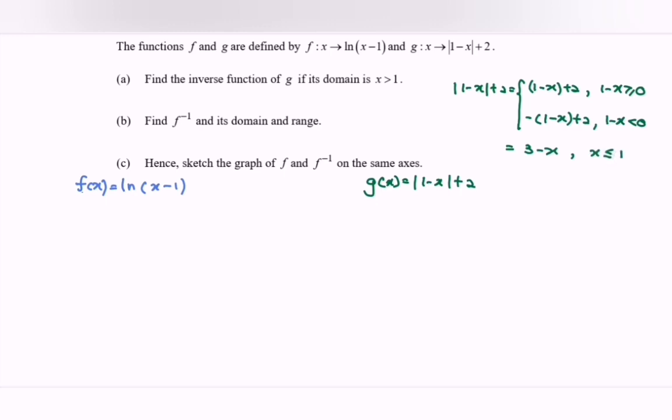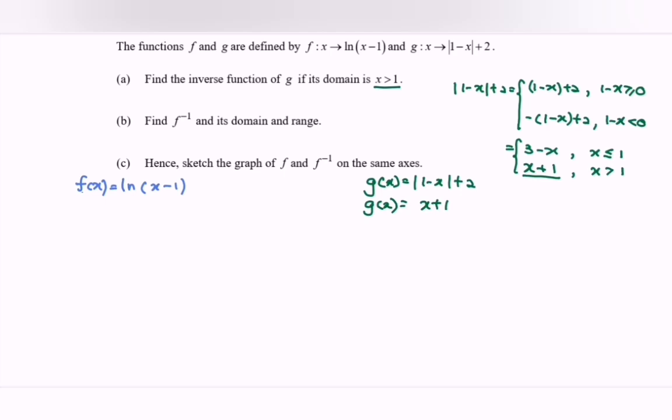Continuing, we have negative 1 plus x, plus 2, so we have x plus 1 for x greater than 1. After we define the situation, focus on this part: they said the domain is x greater than 1. So we only pick x plus 1. That is the function for g(x).